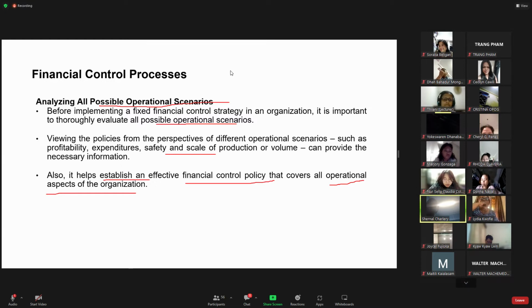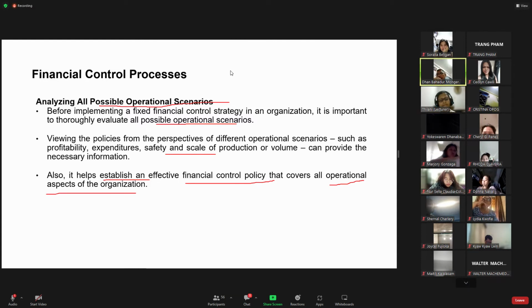No. Anyone else would like to answer that? Dan? Shana, yes, ma'am. Dan, what do you understand by analyzing all possible operational scenarios?